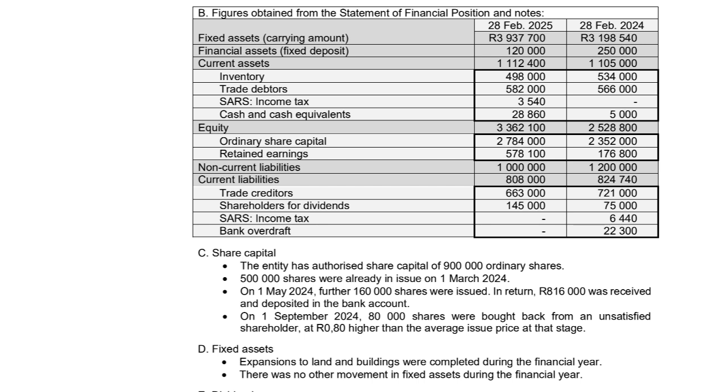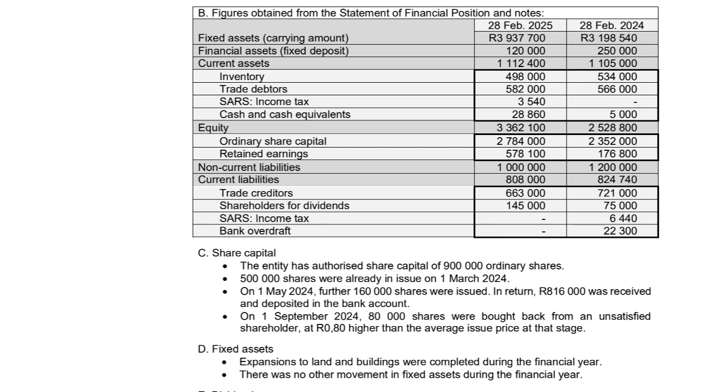C. Share capital. The entity has authorized share capital of 900,000 ordinary shares. 500,000 shares were already in issue on 1 March 2024. On 1 May 2024, a further 160,000 shares were issued. In return, 816,000 Rand was received and deposited in the bank account. On 1 September 2024, 80,000 shares were bought back from an unsatisfied shareholder at 80 cents higher than the average issue price at that stage.